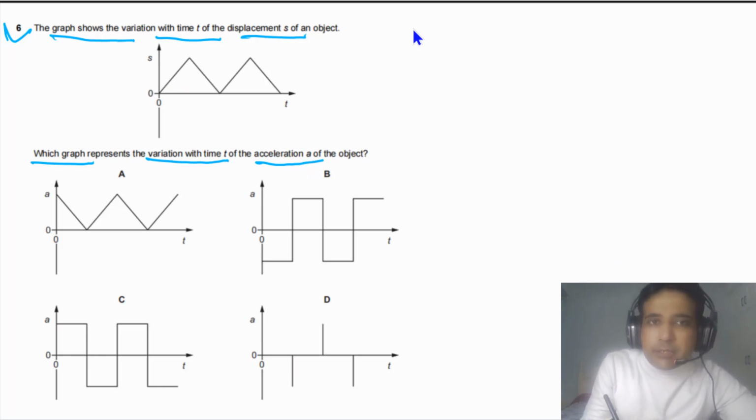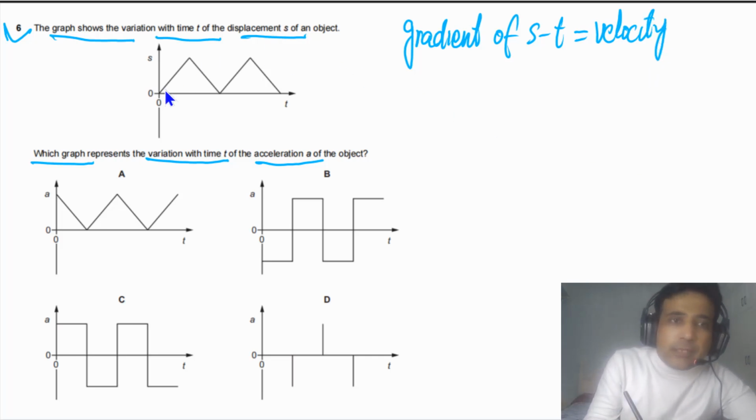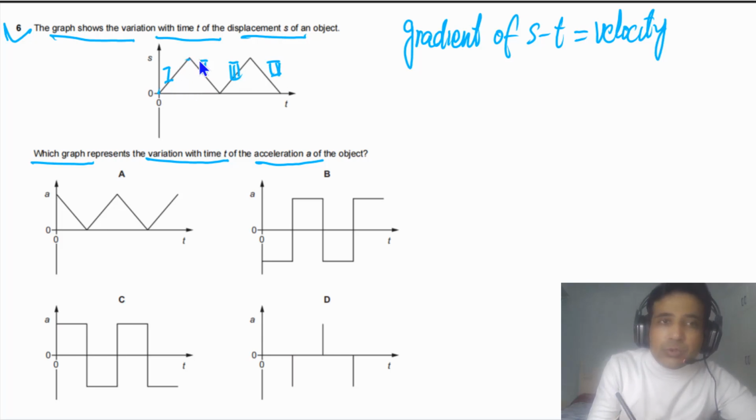So we have s-t graph. So first thing we need to understand is what the gradient of the s-t graph is representing. So we can write that the gradient of the s-t graph is representing velocity, or you can say speed, because we are just talking about magnitude. Now if you look at the first part, we can say this is the first region, this is the second, this is the third, and this one is the fourth. So you can see in the first region, from this point to this point, velocity is constant. So there is no change in velocity, and this gradient is positive, so the velocity is positive here.